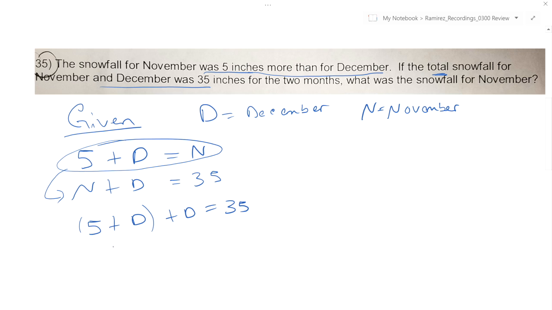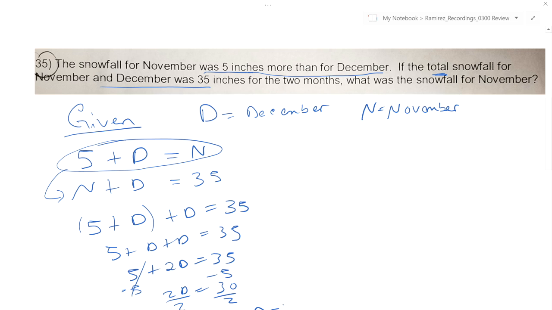Afterwards we can go ahead and combine our like terms. Then we have 5 plus 2D equals 35. Now we're going to go ahead and solve for D. So you subtract 5 on each side, and then we end up with 30 on the right side. And then finally divide by 2, and so D equals 15. Now, the 15 is only for December. That's how much snow fell.